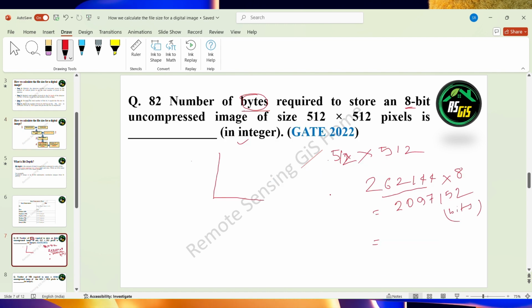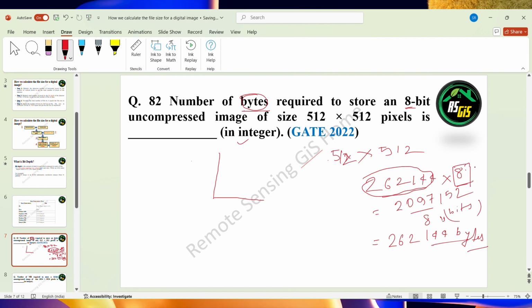Okay, so just a simple thing, we divide this value by 8, so we get the value 262144. So this is the answer. So this is the bytes. Okay, so it's a tricky question because they mention 8 here, 8 bit, and we know that to convert from bit to byte we also divide by 8. So some students may be confused here.